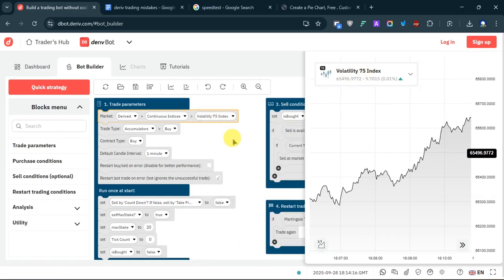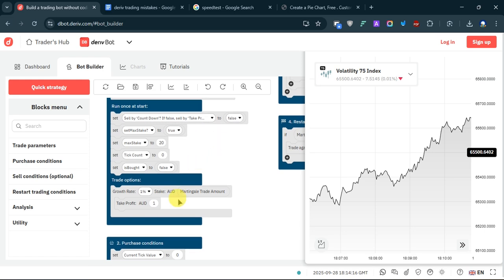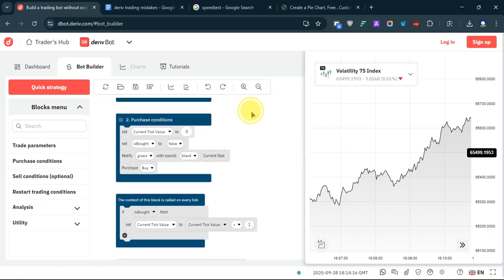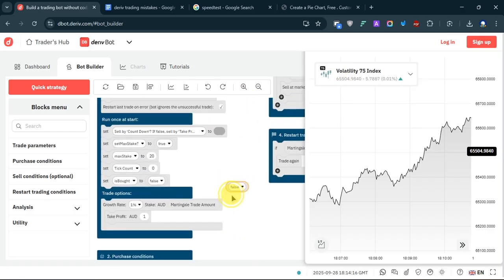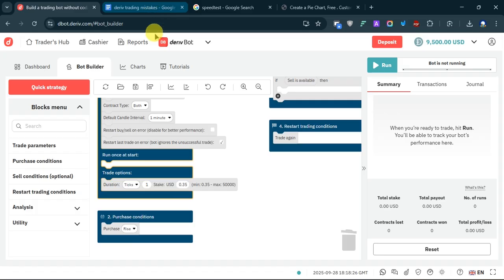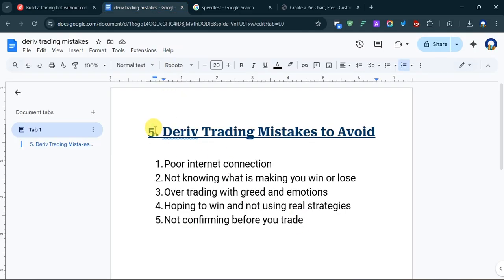Also, some bots have a crazy stake that is already set. You need to first change it. So let's say that I want to run this bot, and you have loaded your bot here, you import it, and then here you edit your stake. So make sure you edit your stake before running it. So that is a mistake that you want to avoid, a mistake of not confirming. So these are 5 Deriv trading mistakes you need to avoid.